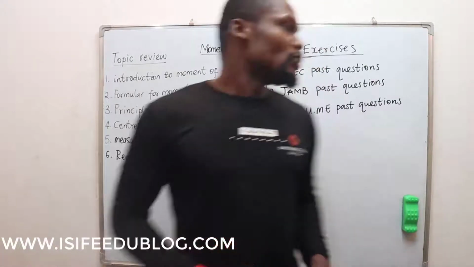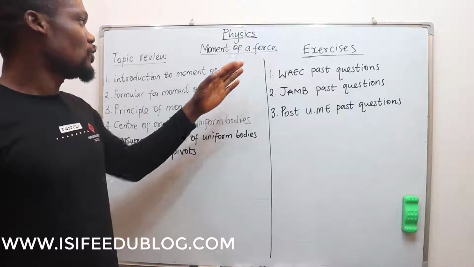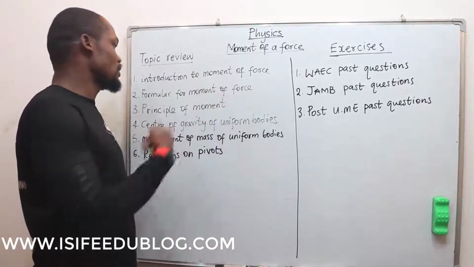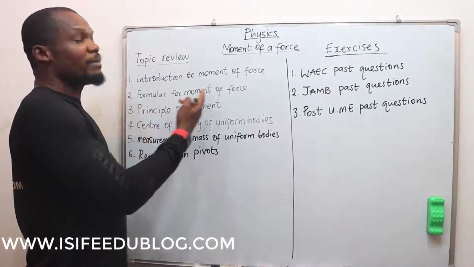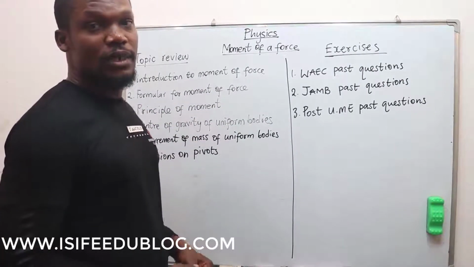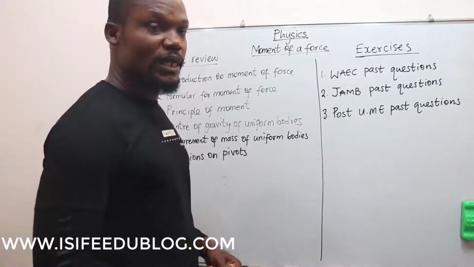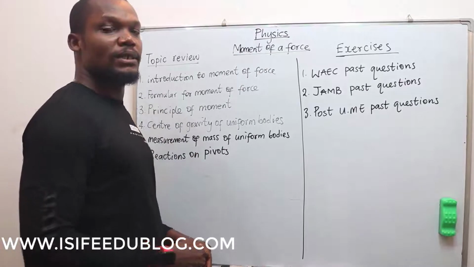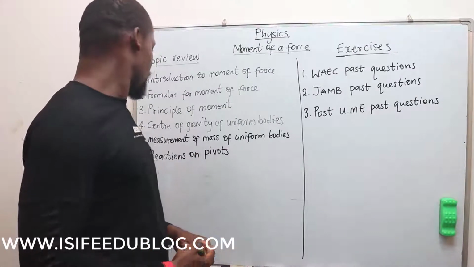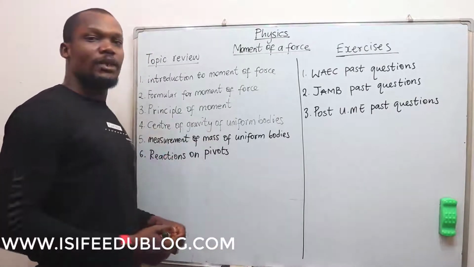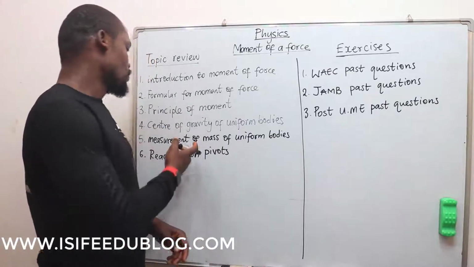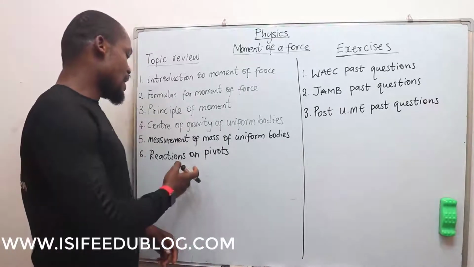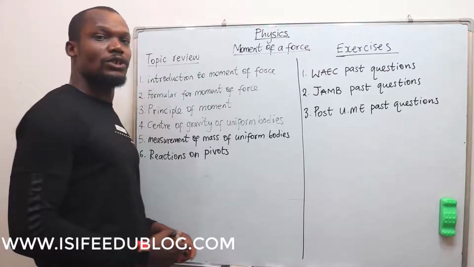Today on moment of a force, we are going to start by introducing what moment of a force is. Number 2, we talk about the formula for moment of a force and solve some calculations there. Number 3, we talk about the principle of moments and the questions that come with it. Number 4, we talk about the center of gravity, followed by measurement of mass of uniform bodies. And then we talk about the reactions on pivots.